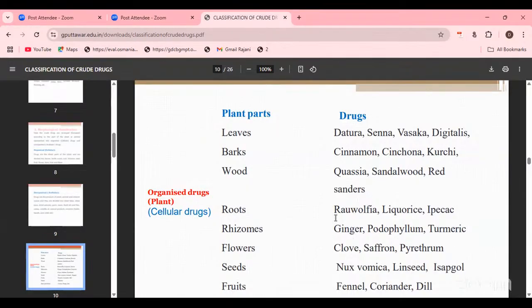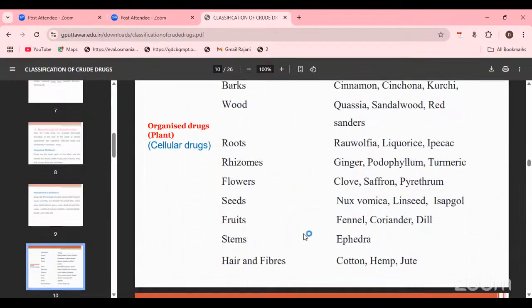Next, what type of plant wood is useful? Wood is hosea, sandalwood, red sandal. Next, organized drugs, plant cellular drugs. Roots: Rauwolfia, liquorice, ipecac root. Rhizomes are ginger, podophyllum, turmeric rhizome.